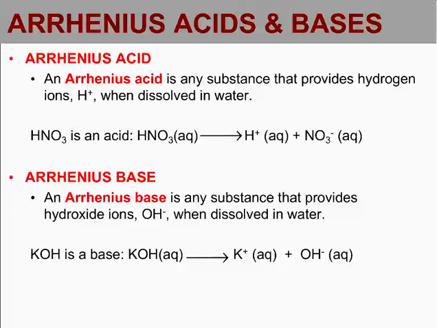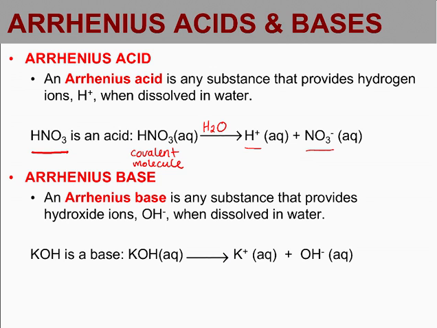Later on, we'll see a broader definition of acids and bases. So, as an example of an Arrhenius acid, let's look at HNO3. When dissolved in water, HNO3 ionizes. So, we end up with H+ and the nitrate ion, NO3-. HNO3 is actually a covalent molecule, so it's not an ionic compound, but when it dissolves in water, it can produce ions, which is kind of cool.